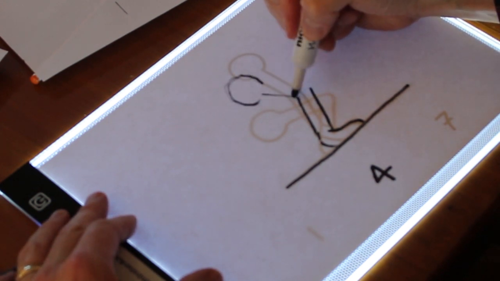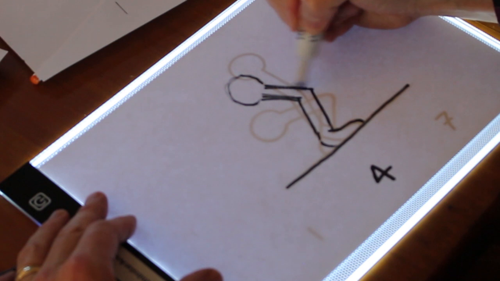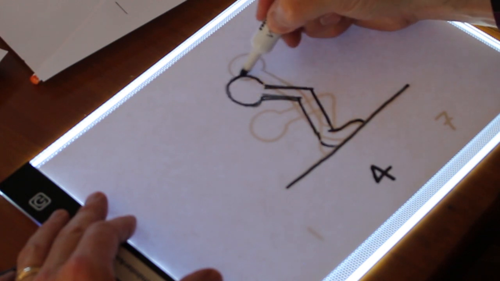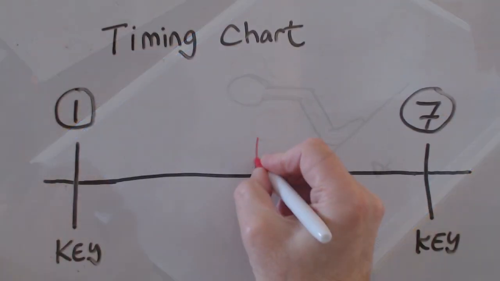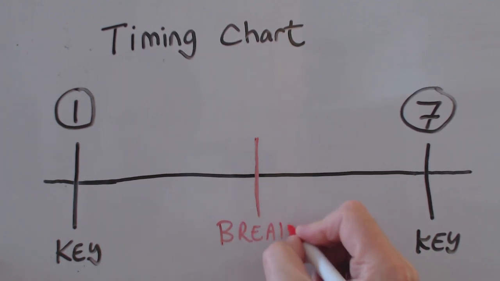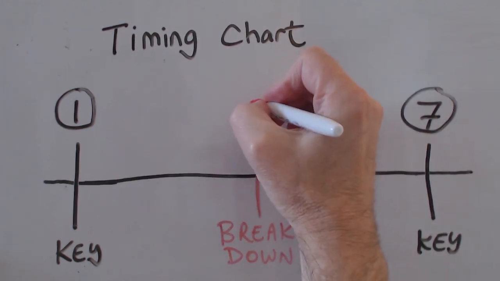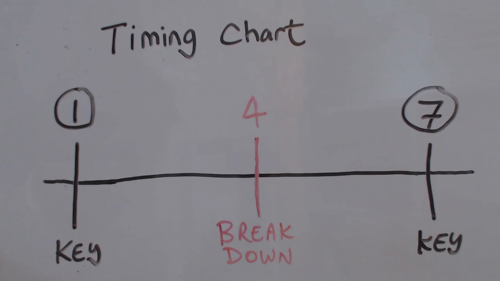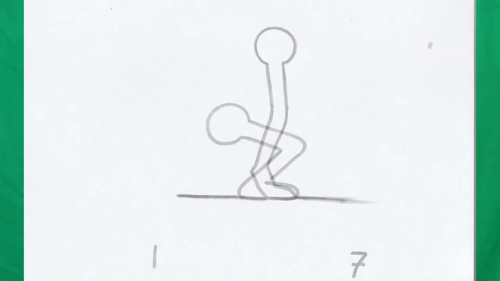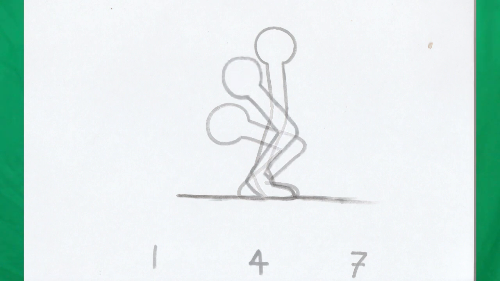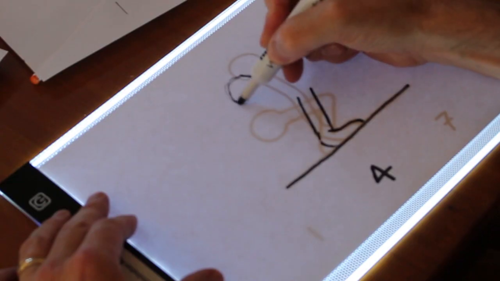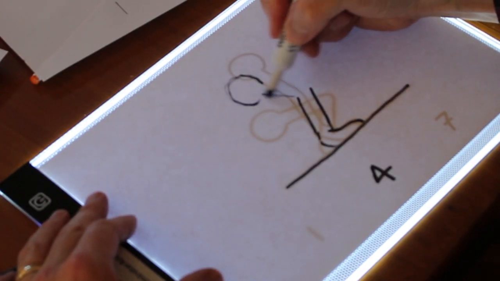So if the two keys are on page 1 and page 7, then the middle drawing is going to be on page number 4. This middle drawing is often called the breakdown position. So load up your lightbox with page 1 and page 7, put a new sheet of paper on the top and number that page number 4. Now, drawing by eye, try to find the middle position of the movement and sketch this in onto page 4.